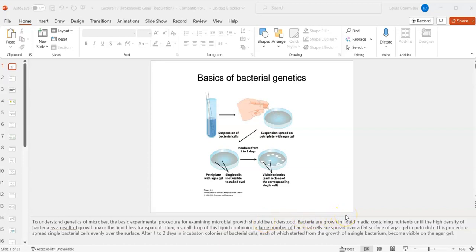Okay, class. So this is going to be what we're going to call lesson 22, which is lecture 17, which is prokaryotic gene regulation and genetics of bacteria.